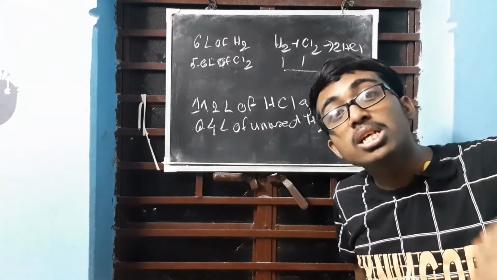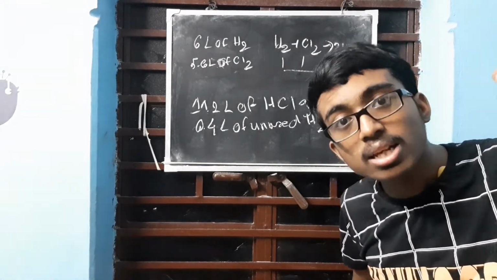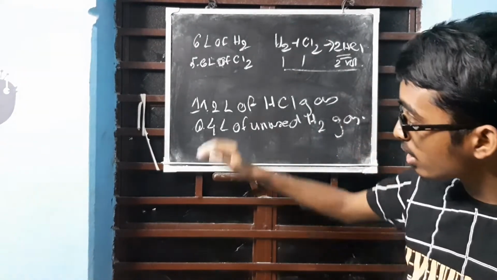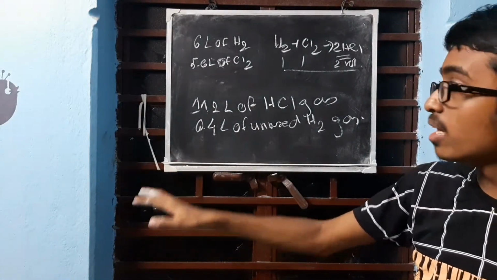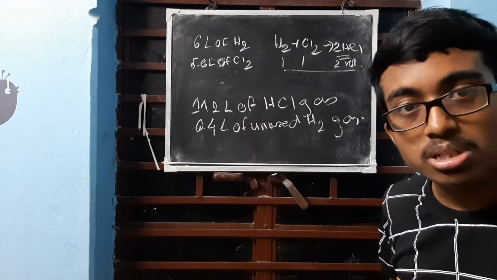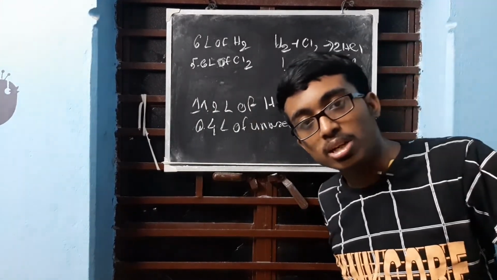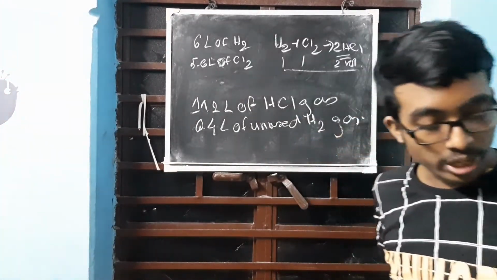You have to see in the question whether there is a limiting reagent or not. Like here there is. Maybe in some questions it might not be there. So you have to check whether a limiting reagent is there in the question or not. Then go for the question. Okay.